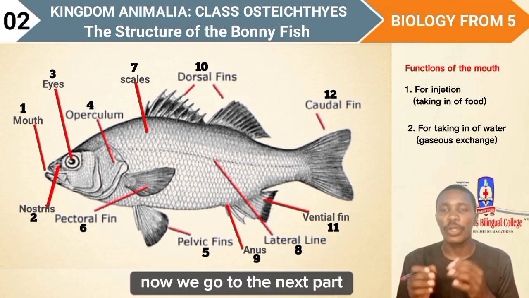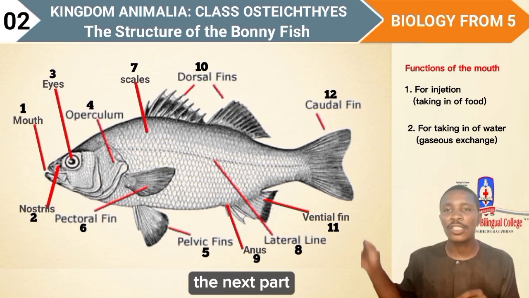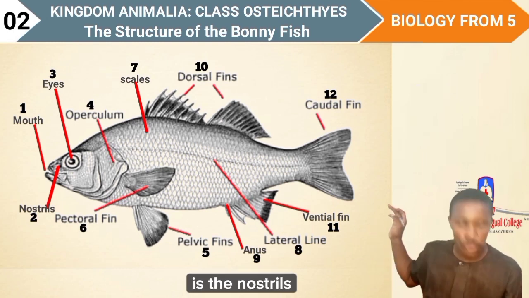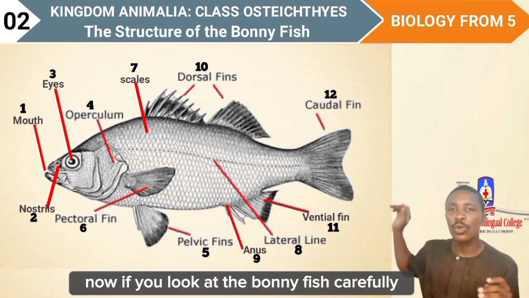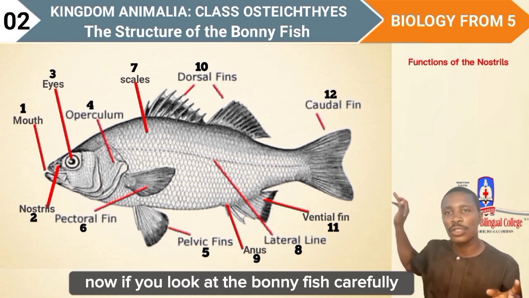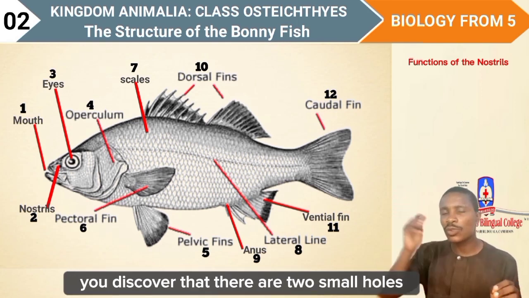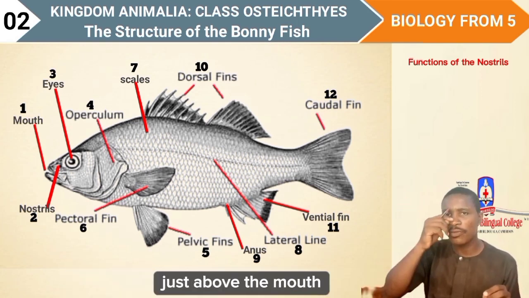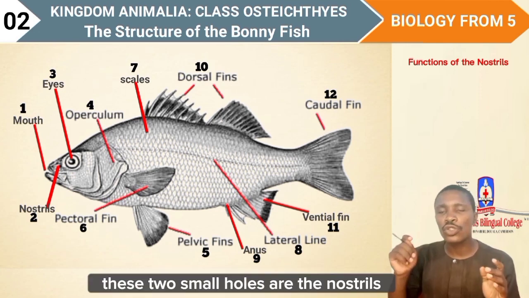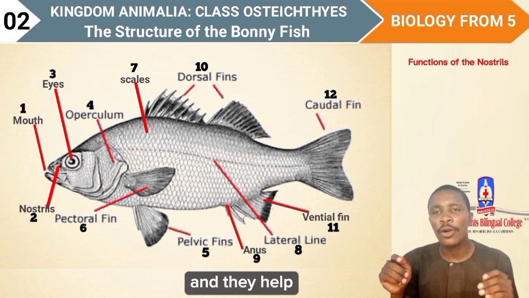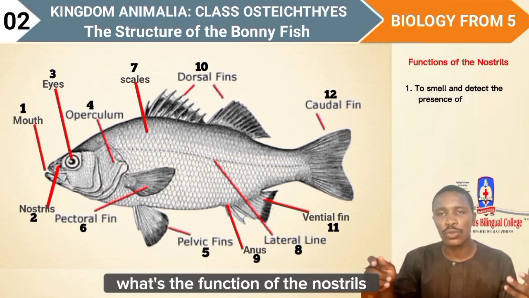Now, we go to the next part. The next part is the nostrils. Now, if you look at the bony fish carefully, you discover that there are two small holes just above the mouth. These two small holes are the nostrils. What's the function of the nostrils?